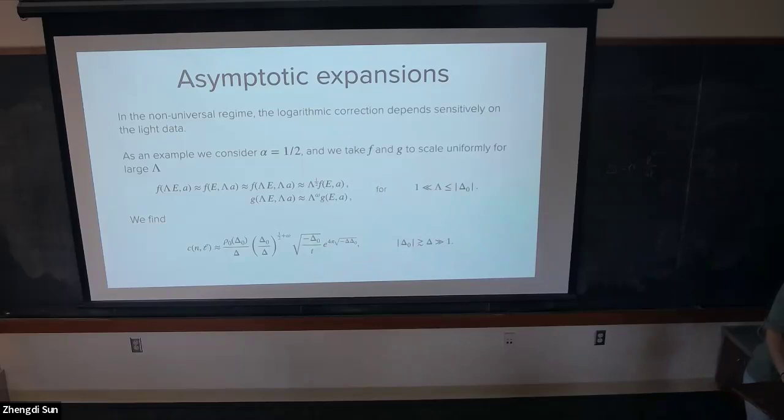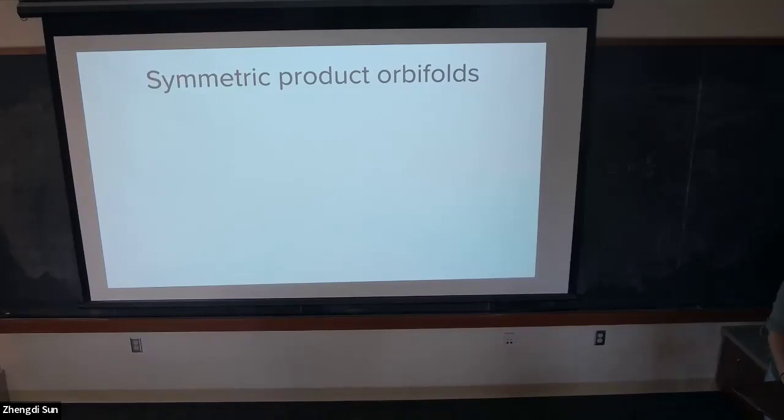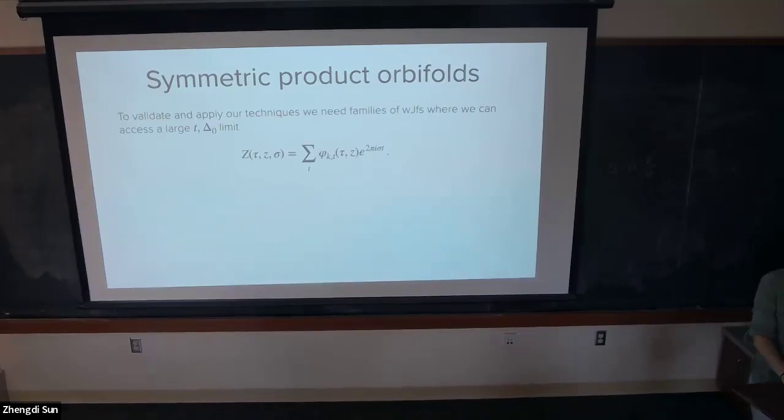So now let's move on to some examples, and they will show up in the context of symmetric product orbifolds. So to validate and apply our techniques that we've just worked very hard to obtain, we need families of weak Jacobi forms that satisfy the gravitational conditions that we discussed before. So we need families of weak Jacobi forms where we have access to a limit where we can take the index or equivalently delta 0 large.